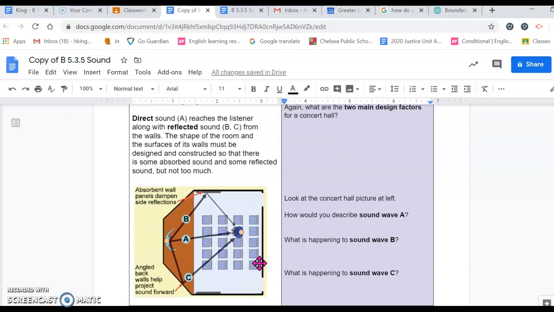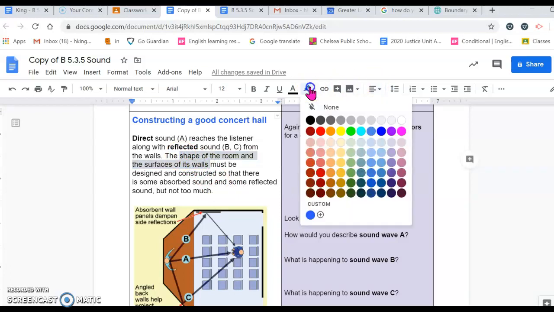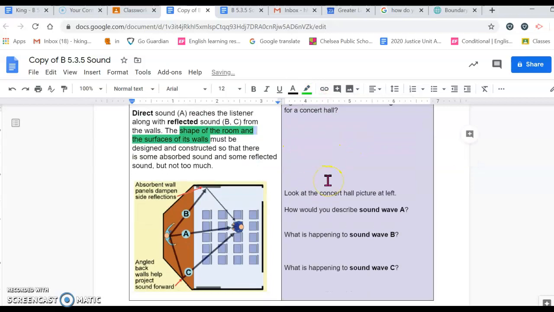All right. Constructing a good concert hall. Direct sound reaches the listener along with the reflected sound. So B and C from the walls. The shape of the room and the surfaces of its walls must be designed and constructed so that there is some absorbed sound and some reflected sound, but not too much. Okay. So important things, the shape of the room and the surface of its walls are very important. All right, and that's the answer to your first question here. Okay.